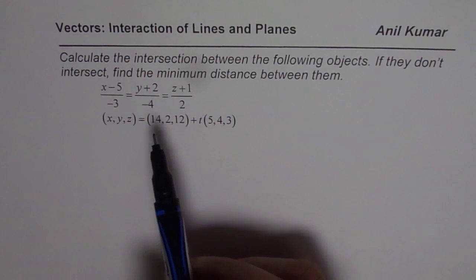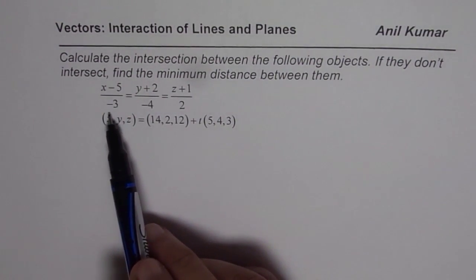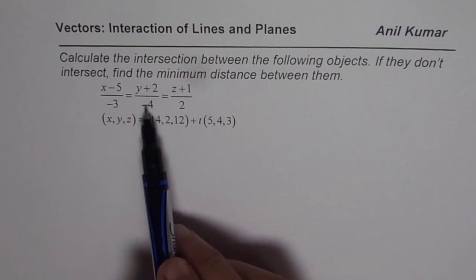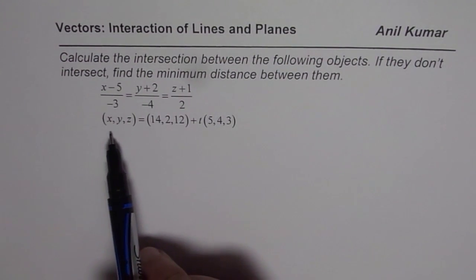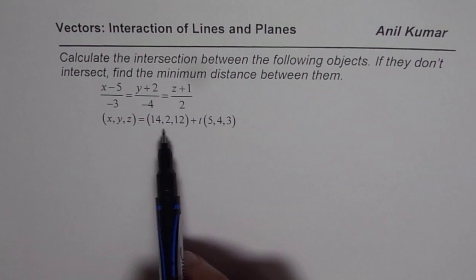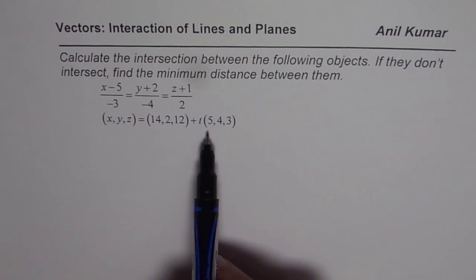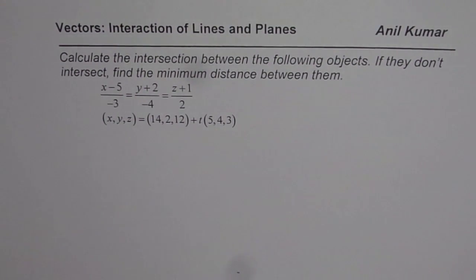So we are given two objects here: (x − 5)/(−3) = (y + 2)/(−4) = (z + 1)/2, and the other one is (x, y, z) = (14, 2, 12) + t(5, 4, 3). You can pause the video, take it as a test question, solve, and then look into my suggestions.